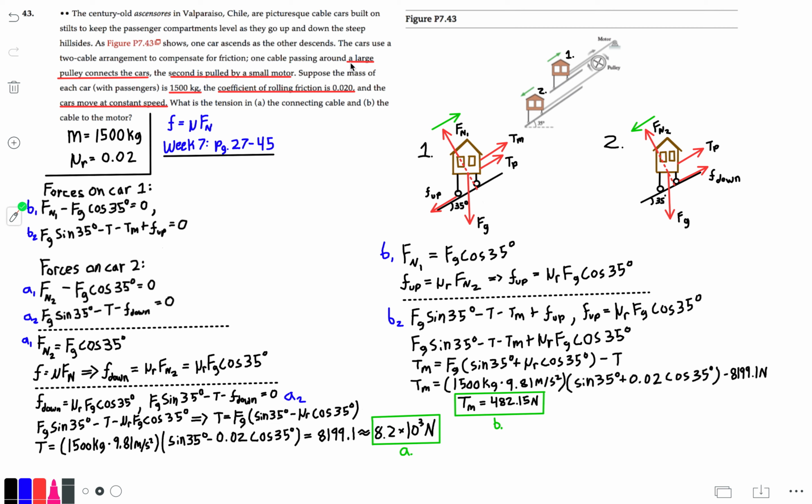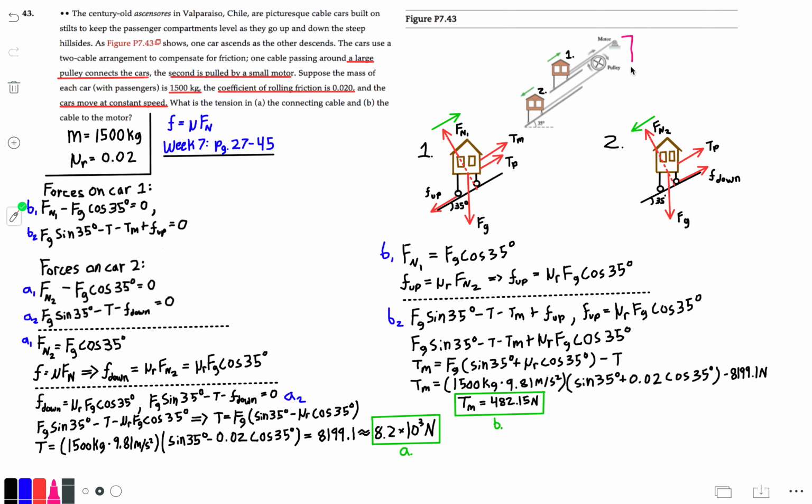I've underlined some of the things that I thought were important, such as a large pulley connecting the two funicular cars, one of which is being pulled by a small motor. I've also underlined the mass and the coefficient of friction of the car, and the fact that the cars are moving at a constant speed.